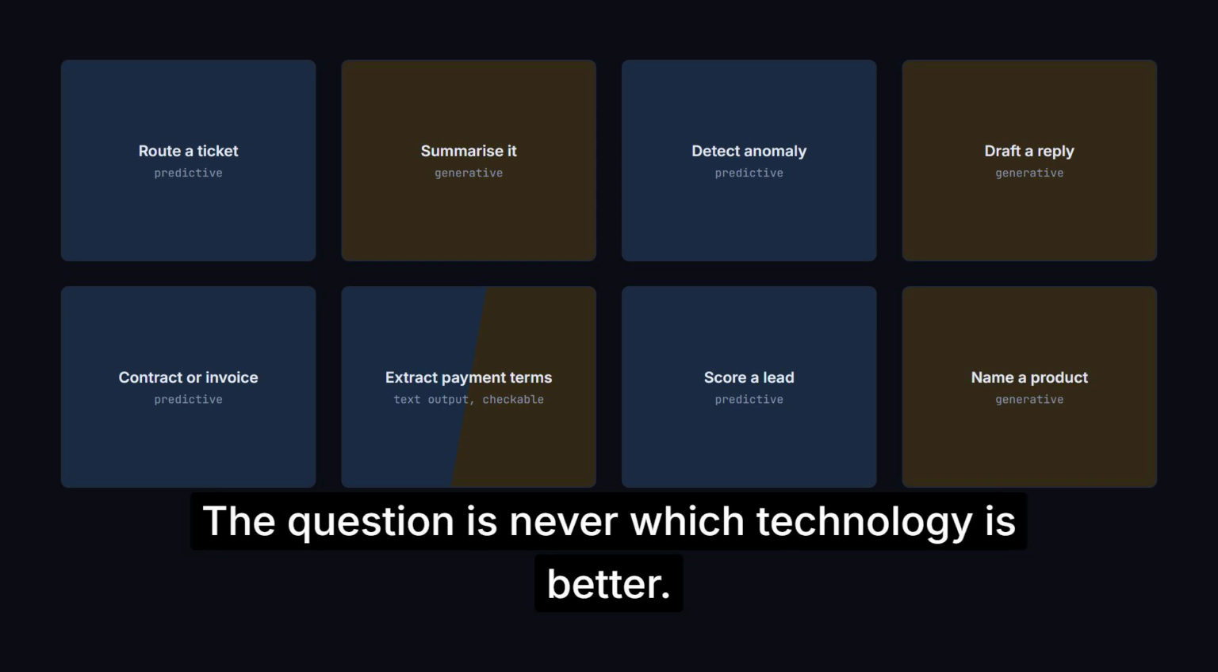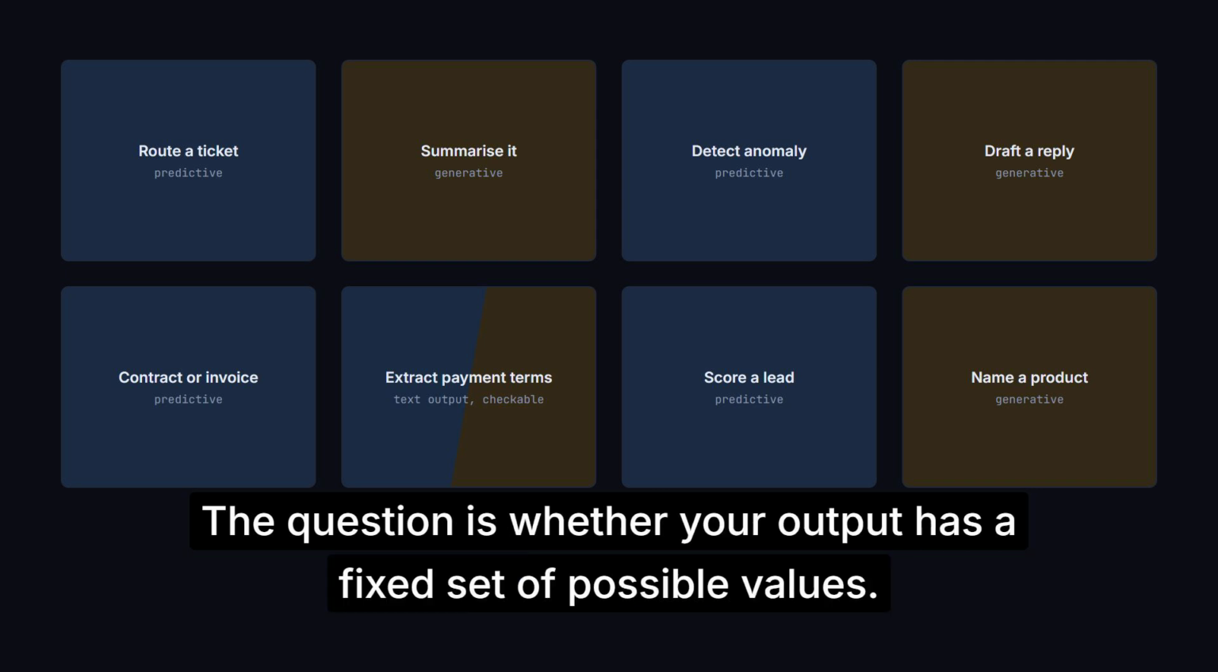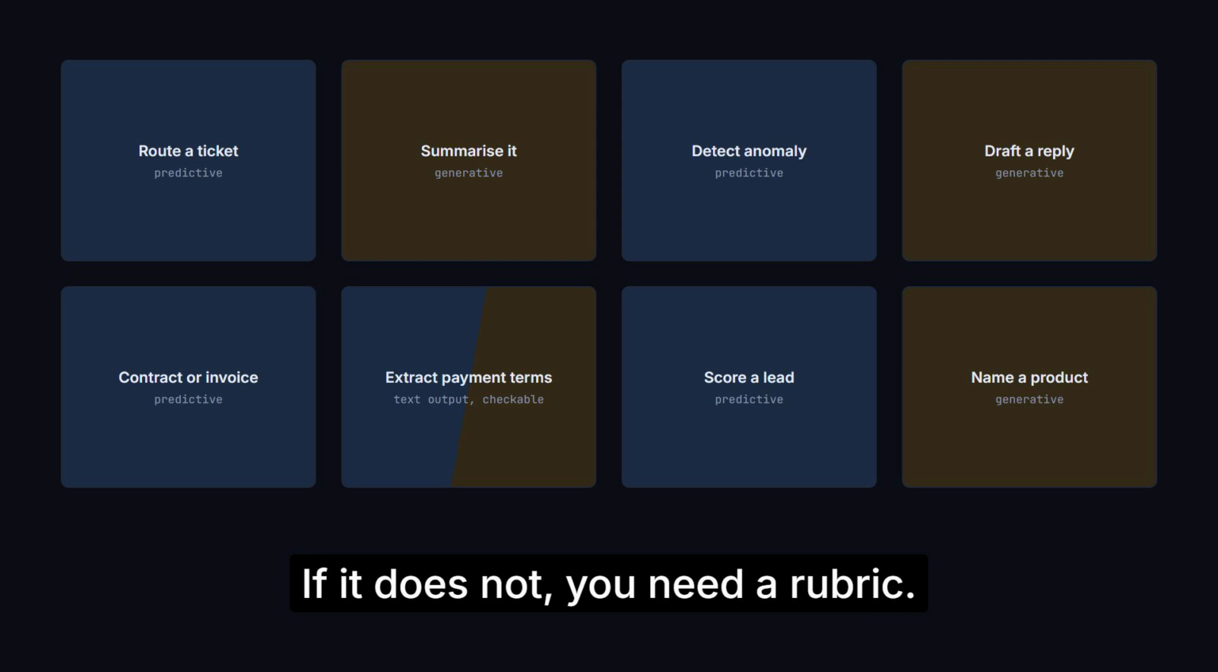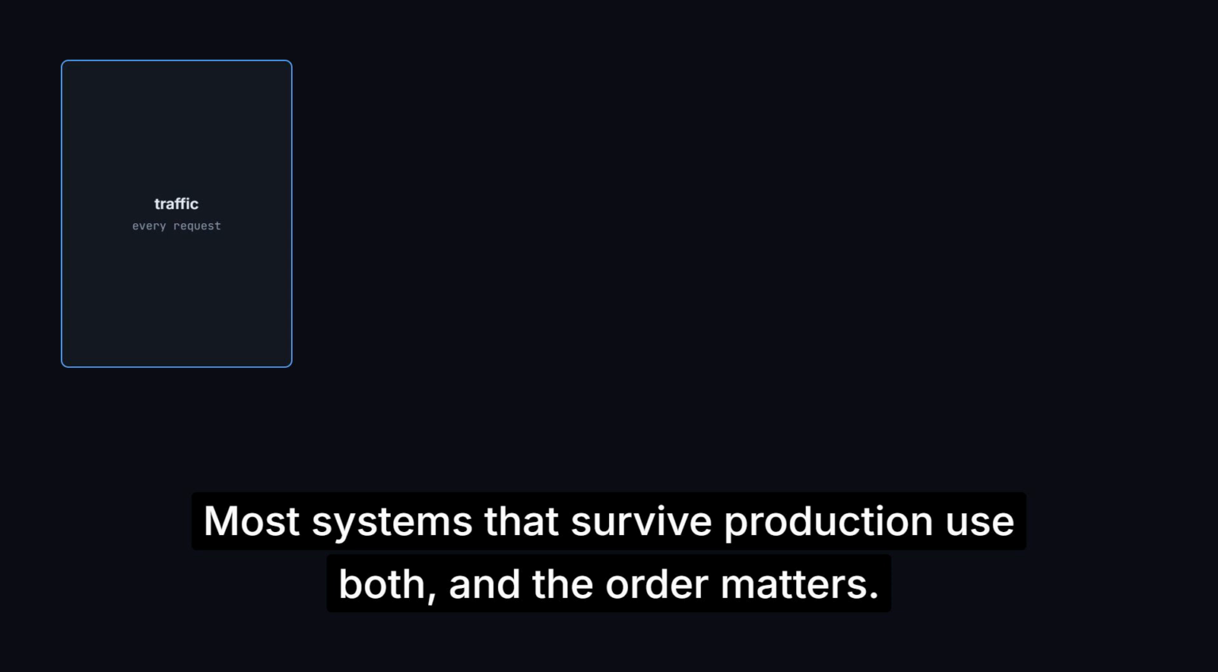The question is never which technology is better. The question is whether your output has a fixed set of possible values. If it does, you have an answer key. If it does not, you need a rubric. Most systems that survive production use both, and the order matters.